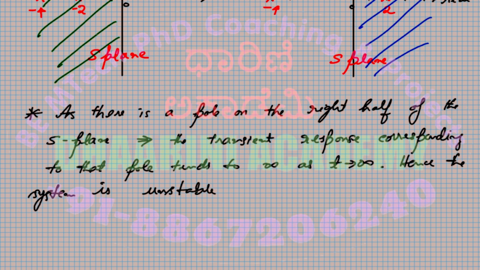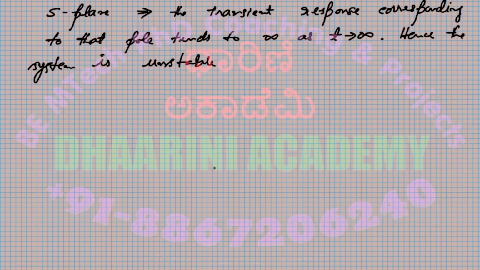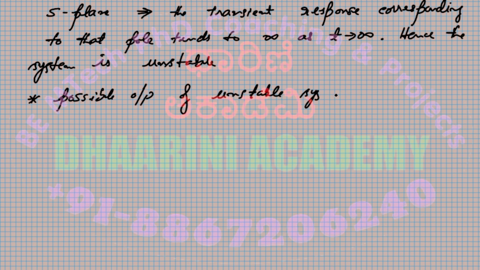So this means as time goes to infinity, there is an exponential term with a positive index. The transient will keep on increasing in amplitude. So we'll draw such possible outputs, which could be something like this. Whenever the system is unstable, the possible outputs of an unstable system are as follows. We have two options. Let's look at them.